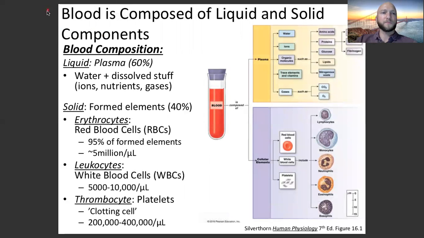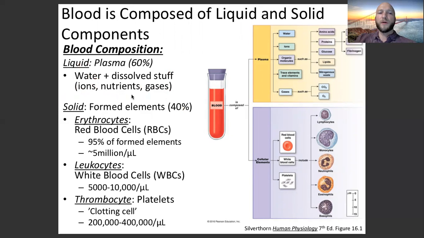All right, so Fox 6.2 or Lab 23. A little background information. Blood is composed of liquids and solids. Blood is about 60% liquid. The liquid part is called plasma. Now, we have talked about hematocrit. We have talked about how that value does change from time to time, and has a normal range. The liquid part is made up of water and the dissolved stuff, which is ions, nutrients, gases.